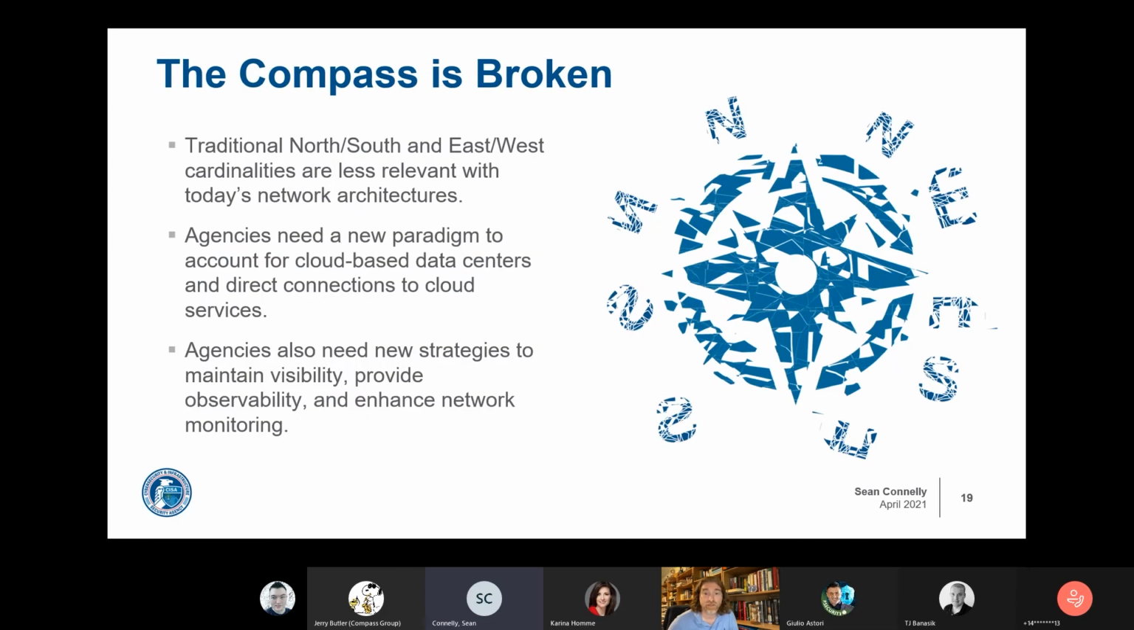We've broken that networking compass. The architectural compass that we relied upon for the last 20 years is broken. The focus on labeling traffic into the traditional north or south or east or west corridors is less relevant in today's modern architecture. With TIC 3, we recognize that agencies need a new paradigm to account for the ever-increasing complexities and interconnectedness of agency on-prem, hybrid, multi-cloud environments, while accounting for the needs of both the public and agency users. We recognize agencies need new flexible architectures to support modern computing environments. Next slide, please.